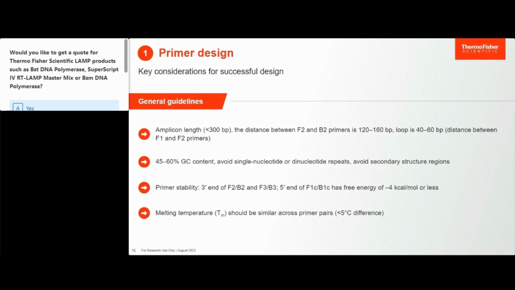The recommended melting temperature for F1c, B1c is from 60 to 65 degrees, whereas the melting temperature for F2, B2 and F3, B3 is from 58 to 61 degrees. If the two melting temperatures are further apart, it won't be possible to find an annealing temperature that allows both primers to bind to the template DNA.